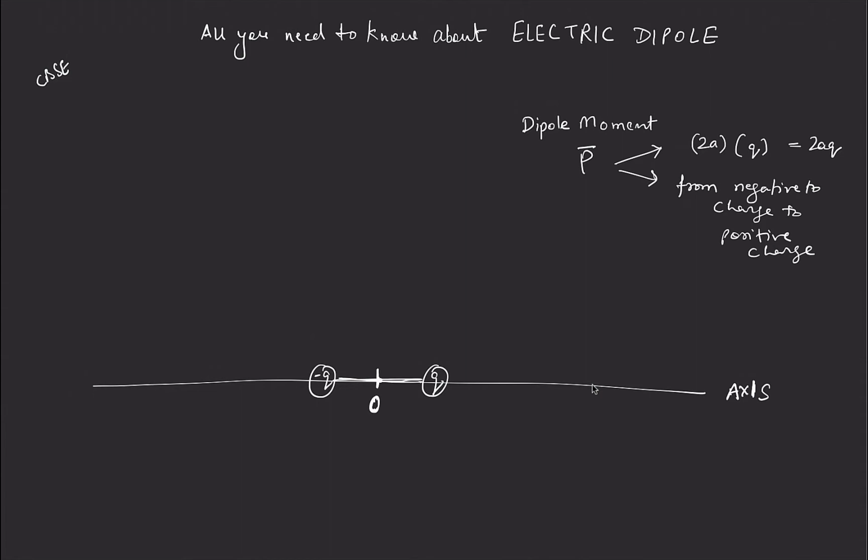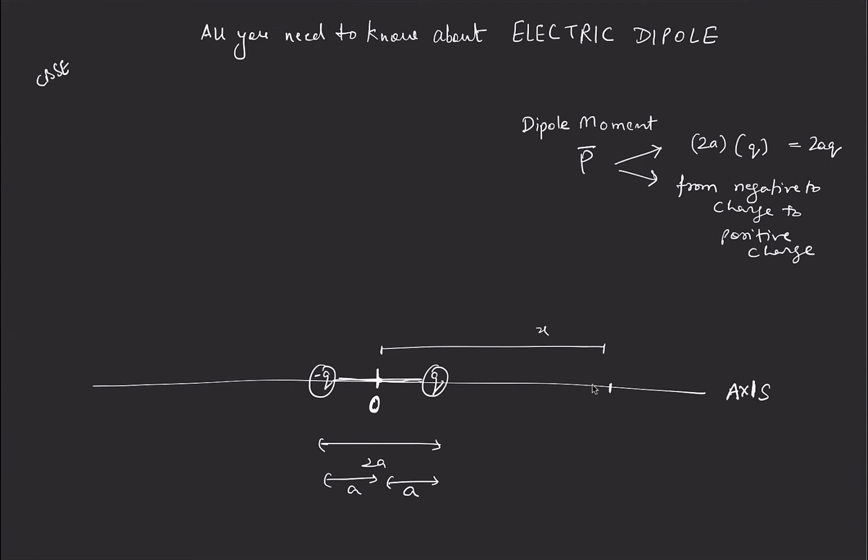Let's mark that point as origin, and let's assume that the distance between these two charges is 2a, which implies this distance is also a and this distance is also a. And let's try to find electric field intensity at any point which is at a distance of x from the origin. So let's try to find the electric field.